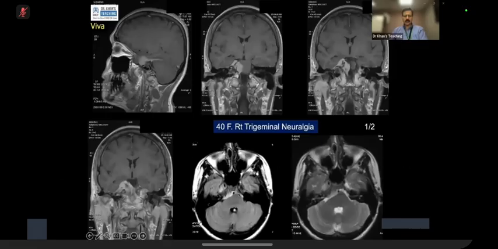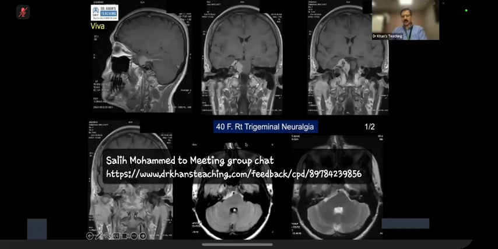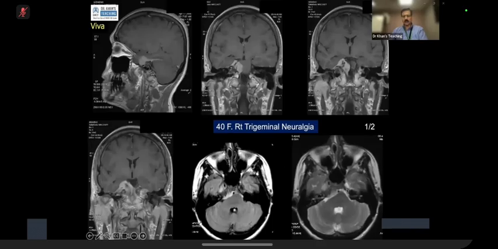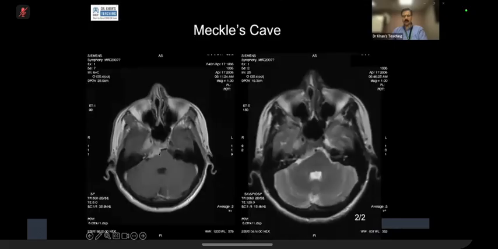So if you see here on this T2 weighted sequence, you can see CSF here. This is another case, by the way. This patient presented with right-sided trigeminal neuralgia. CSF here, and this is now an enhancing lesion here, which is sort of, you can imagine that the cavernous sinus is completely obliterated.